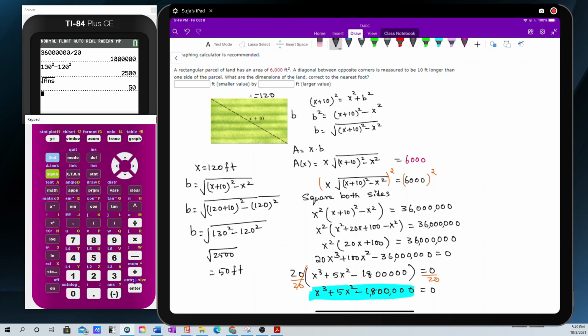So I was right that b is the shortest length, which is 50 feet, and x is the largest value, which is 120 feet. So x is the length of the rectangle and b is the width of the rectangle. So I'll say 120 feet and 50 feet.